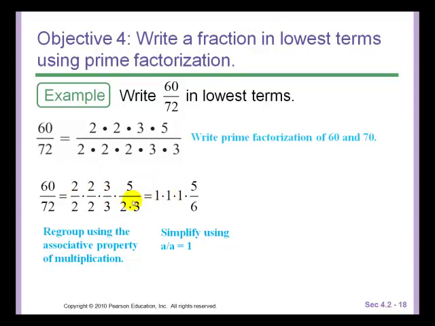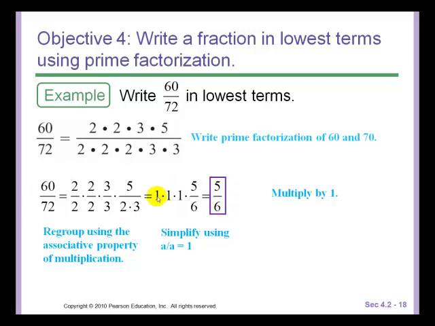I'm also going to simplify this multiplication. 2 times 3 is 6. Lastly, multiply by 1. When you multiply by 1, you don't change anything. Therefore, this just equals 5/6. Our answer, therefore, is 5/6.